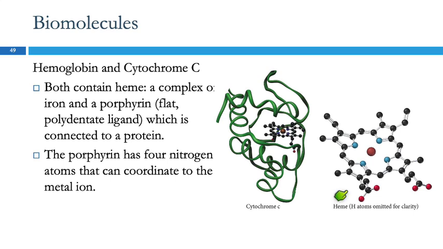So here, this is heme B. This is a heme, and we've left all the hydrogens off because otherwise it's really hard to see what's going on. So here's your iron ion, and these nitrogen atoms are going to form coordinate covalent bonds with the iron. So this heme is going to be part of a larger protein, cytochrome C or hemoglobin.